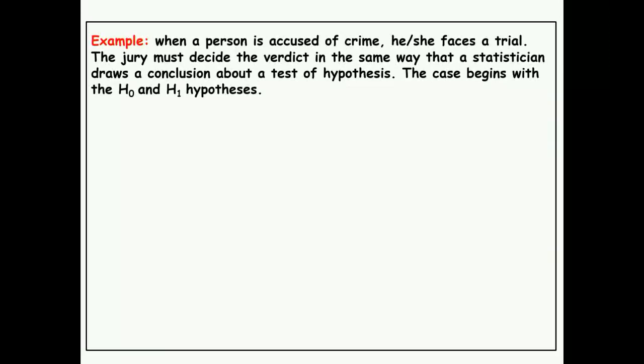When a person is accused of a crime, he or she faces a trial. The jury must decide the verdict in the same way that a statistician draws a conclusion about a test of hypothesis. The case begins with null and alternative hypotheses. The defendant is innocent, the null hypothesis, nothing is happening, the status quo. Alternative, the defendant is guilty.